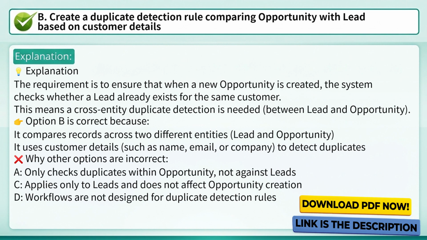Explanation. The requirement is to ensure that when a new opportunity is created, the system checks whether a lead already exists for the same customer. This means a cross-entity duplicate detection is needed between lead and opportunity. Option B is correct because it compares records across two different entities, lead and opportunity. It uses customer details such as name, email, or company to detect duplicates, while other options are incorrect. A only checks duplicates within opportunity, not against leads. C applies only to leads and does not affect opportunity creation. D, workflows are not designed for duplicate detection rules.